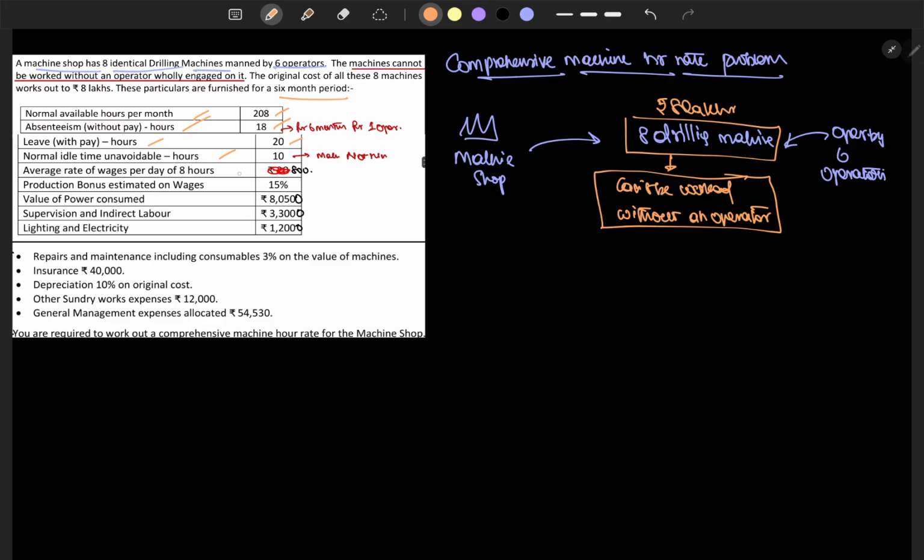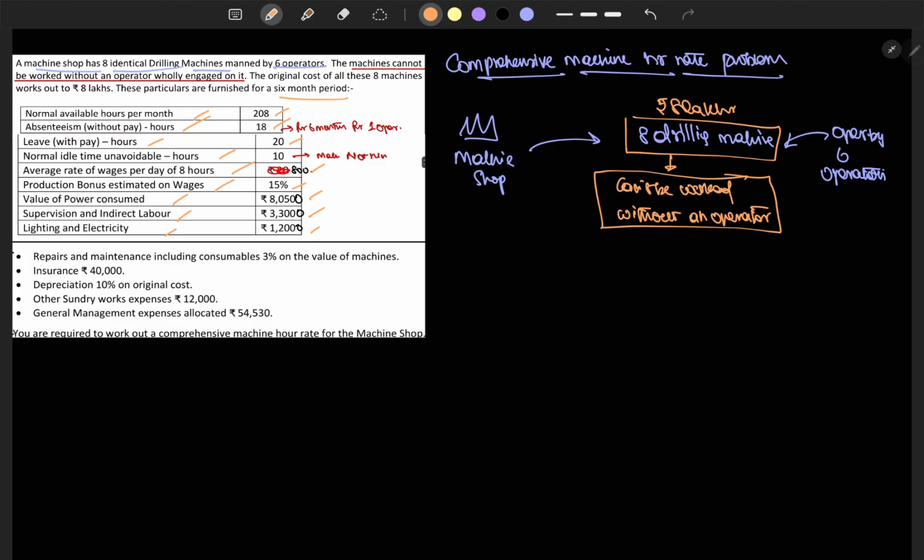Next is the average rate of wages per day of 8 hours. For the 8-hour working day, the labor gets 800 rupees. Production bonus is estimated on wages; the company pays 15 percent of the entire wages. Value of power consumed is 80,500. Supervision and indirect labor is 33,000. Lighting and electricity is given as well.